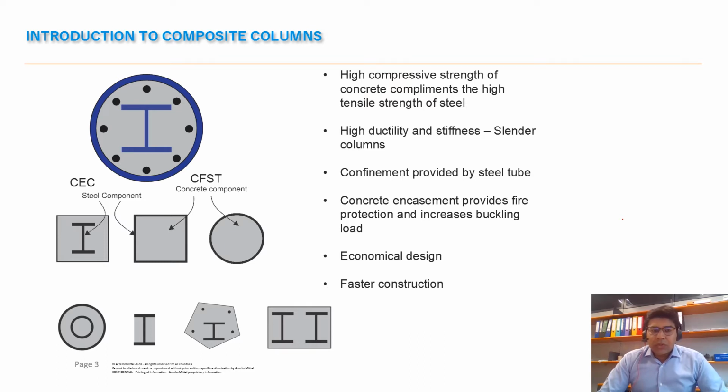The steel tube outside these composite columns also provides confinement to the concrete. This results in a higher compressive strength of the concrete, or of the overall section. Also, the concrete encasing the steel profile inside the cross section provides fire protection and increases its buckling capacity. Overall, a composite column results in an economical design, and it contributes to faster construction.